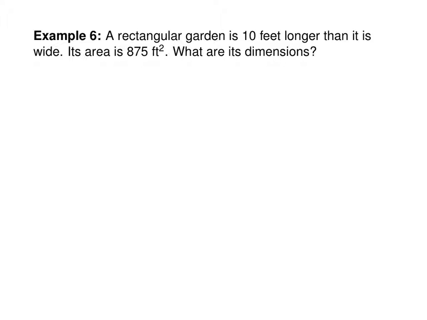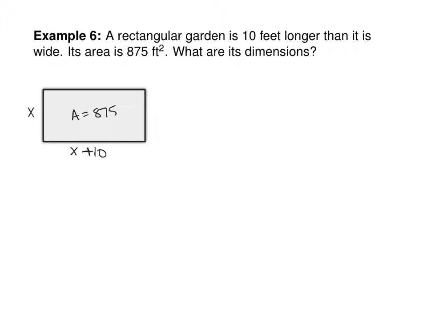Okay, one last one. A rectangular garden is 10 feet longer than it is wide. Its area is 875 feet squared. What are its dimensions? Okay, so we have once again a rectangle. One side is x, and one side is 10 more than x. So in this case, instead of being x times 10, it's x plus 10. And we're told the area is equal to 875 square feet. Same idea: area is length times width. So 875 is equal to x times x plus 10.